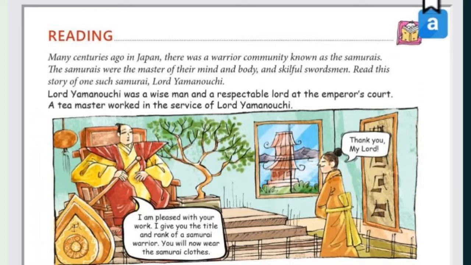So Lord Yamanouchi says this to the tea master. What does he say? He says that I am very happy and grateful for your work. Now I am ready to give you the title and rank of a samurai warrior. Now you will wear the samurai clothes. So the tea master says thank you to the Lord, because Lord Yamanouchi gives the rank and title. It means it is one type of honor. So that's why he says thank you to Lord Yamanouchi.